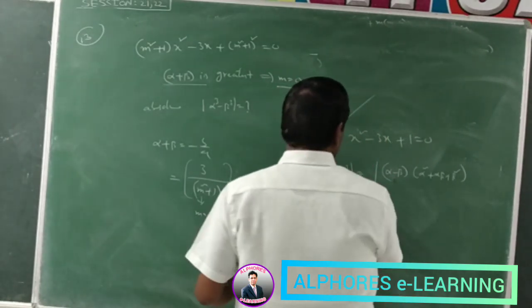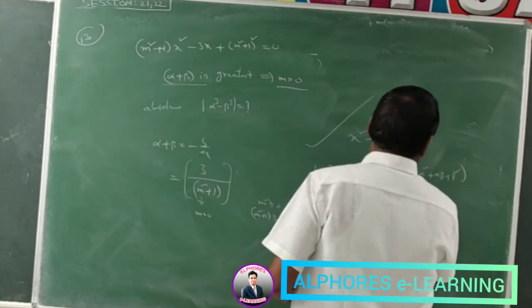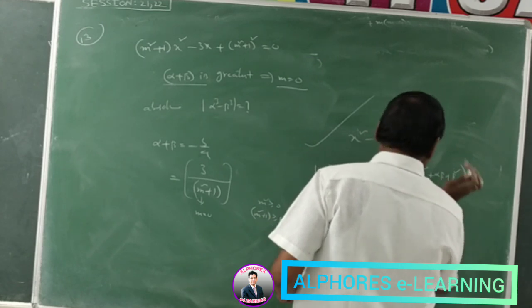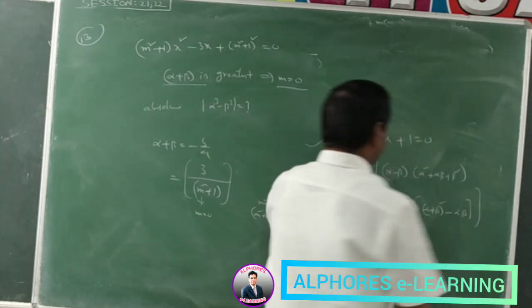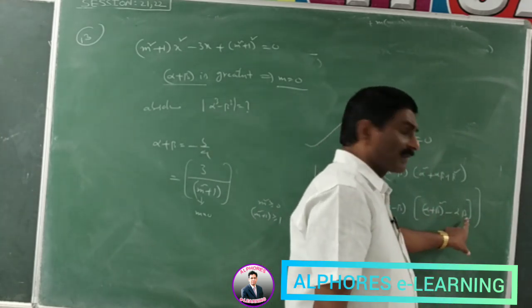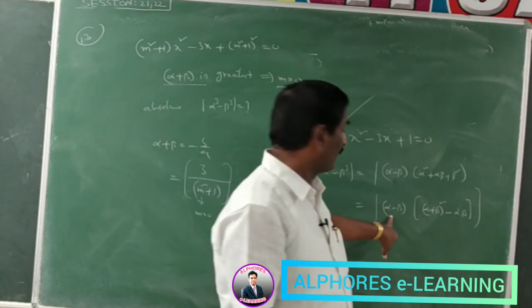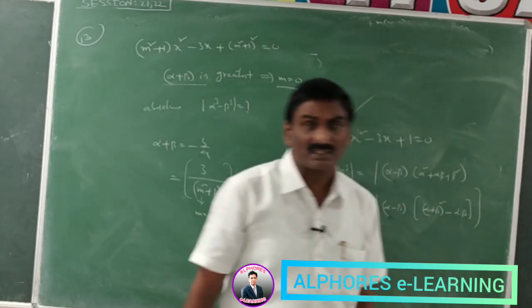At the same time, alpha minus beta into alpha square plus beta square is equal to alpha plus beta whole square minus 2 alpha beta plus alpha beta, that means minus alpha beta. Alpha minus beta into alpha plus beta whole square minus alpha beta. Difference of the roots is root over b square minus 4ac by mod a. Okay, alpha plus beta is equal to minus b by a, alpha beta is equal to c by a. Substitute these values, find that value.